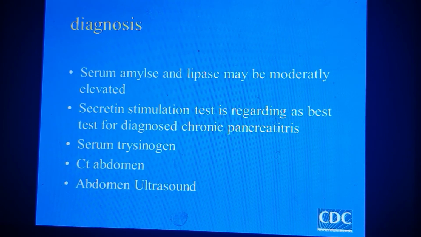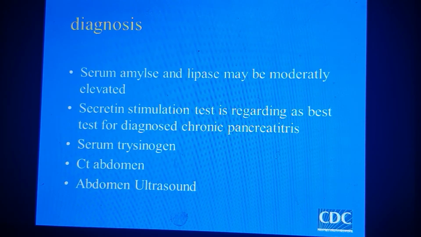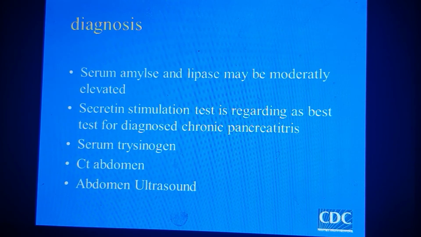Diagnosis. Serum amylase and lipase may be moderately elevated in patients with chronic pancreatitis. Secretin stimulation test is regarded as the best test for diagnosing chronic pancreatitis. This test, also called the pancreatic function test, detects pancreatic function, and is mainly used in patients with pancreatic insufficiency, in patients with chronic pancreatitis, in patients with pancreatic carcinoma, and in patients with cystic fibrosis.